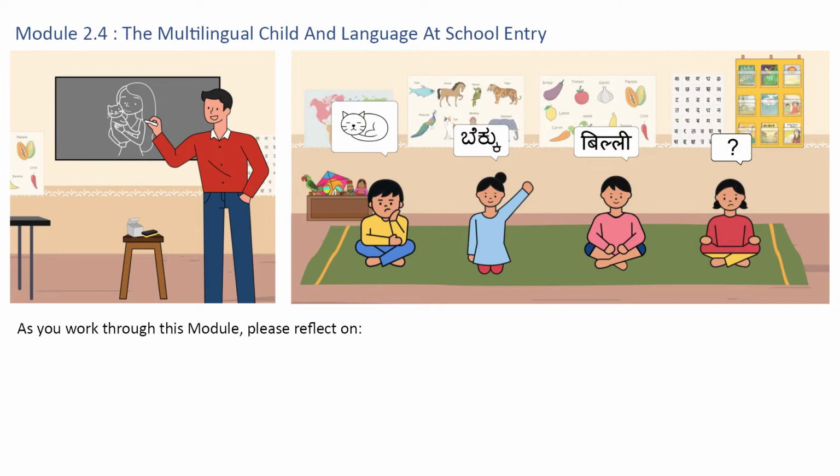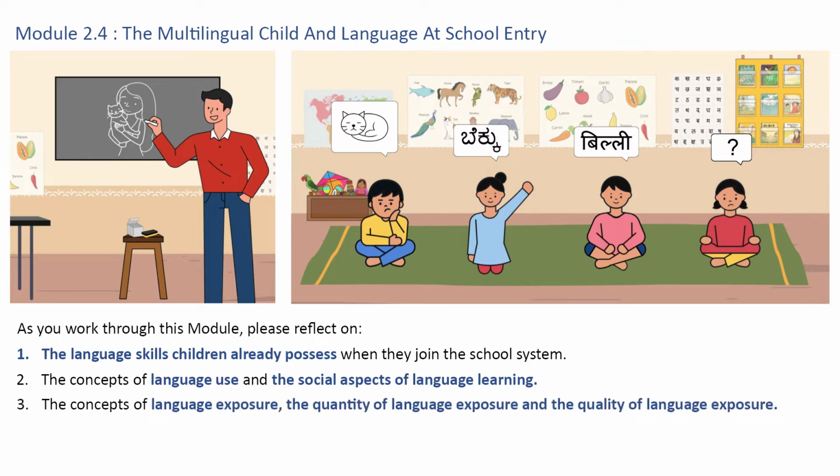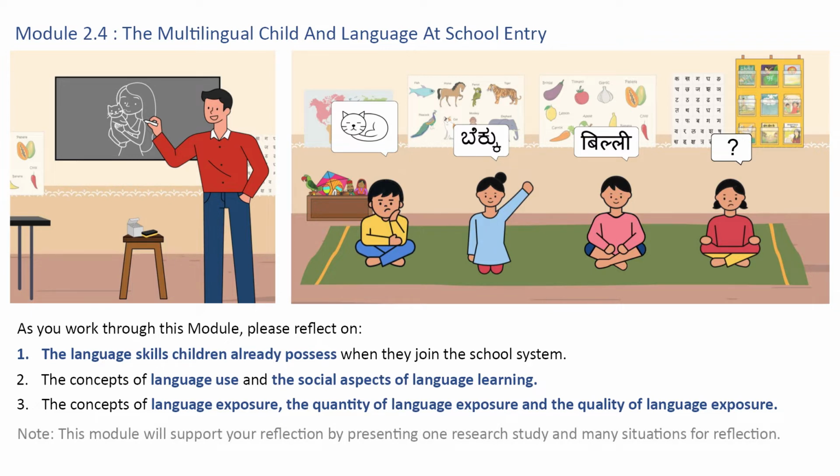As you work through this module, please reflect on the language skills children already possess when they join the school system, the concepts of language use and the social aspects of language learning, the concepts of language exposure, the quantity of language exposure, and the quality of language exposure. Note, this module will support your reflection by presenting one research study and many situations for reflection.